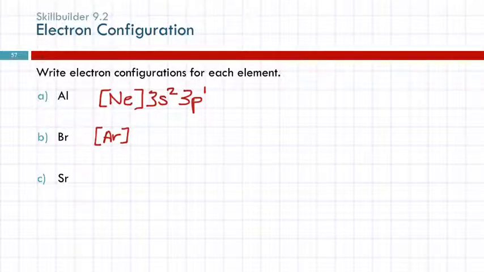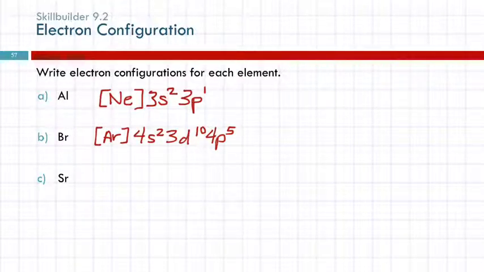So we've got argon plus 4s2, 3d10, and 4p5. Okay. How about strontium? What's the noble gas before strontium?